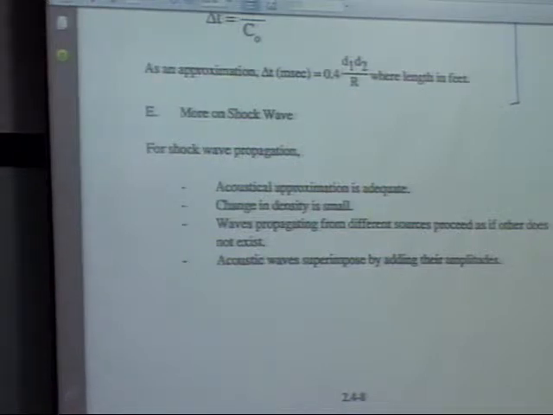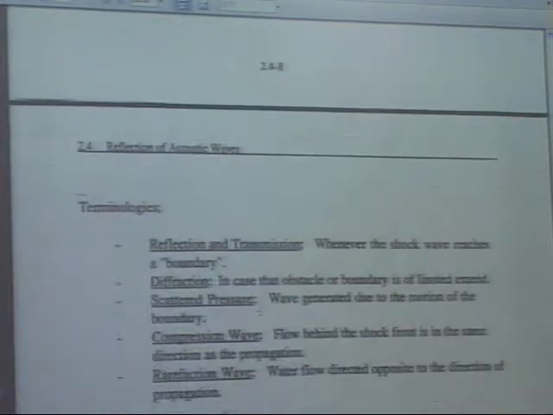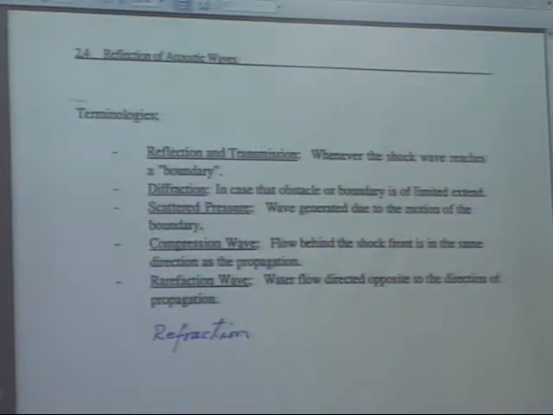Okay? So this is what I did here. And on terminology, the reflection and the transmission wave, what is it? You tell me, your turn to talk. Start from the front maybe. Reflection wave, transmission wave. Is it the same?